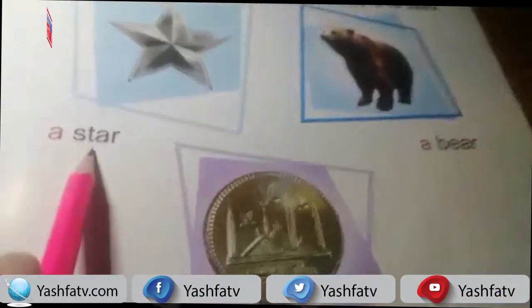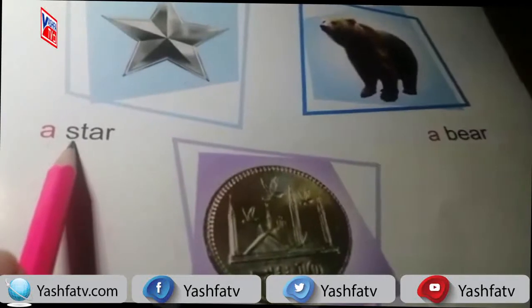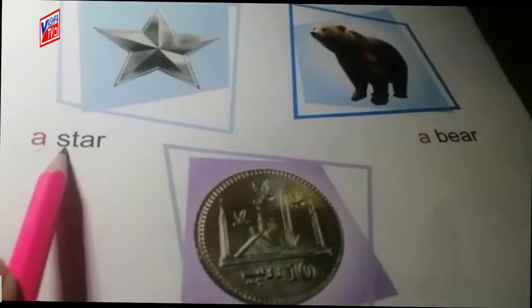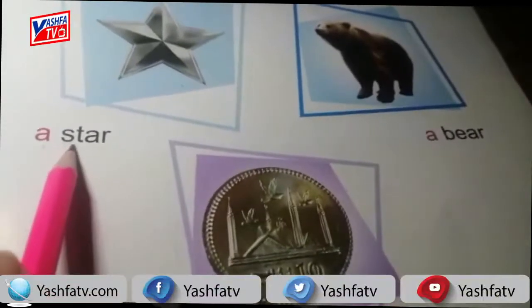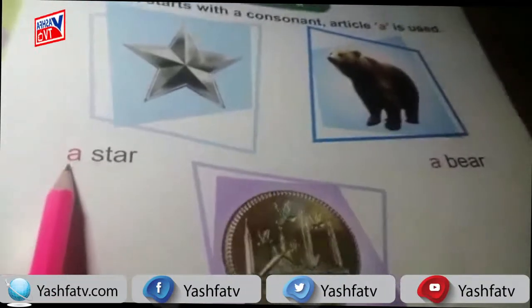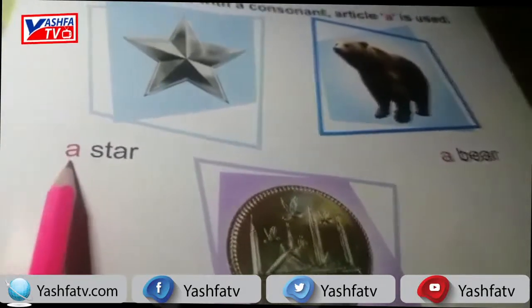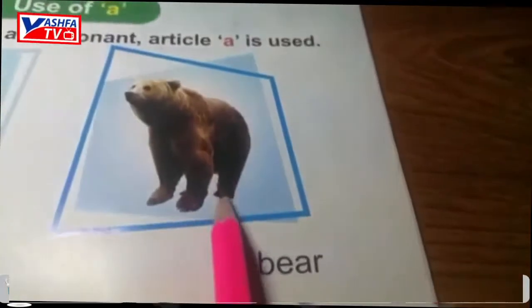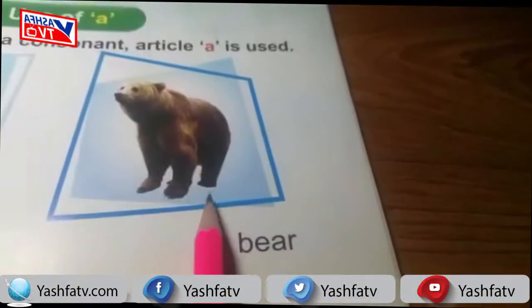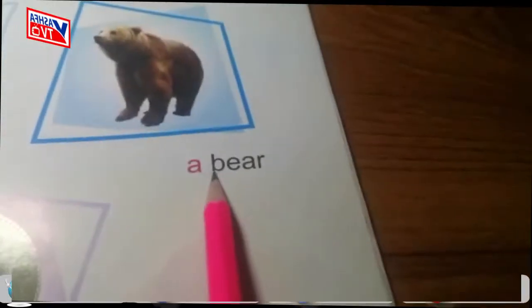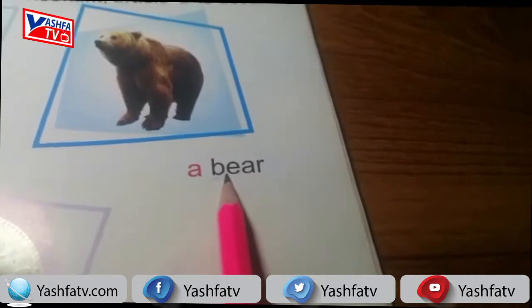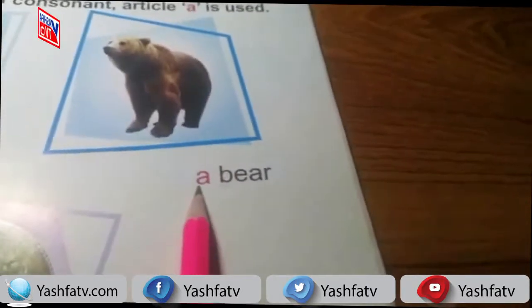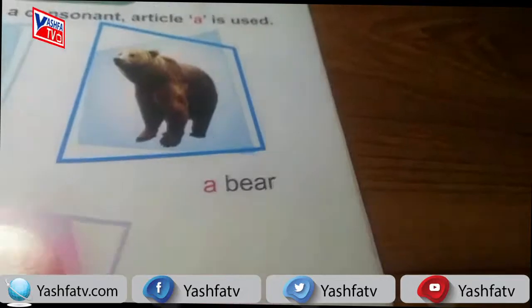Look at the star. The first letter of the star is a consonant. We have already discussed the vowels and consonants. So the letter S is a consonant. That's why here article a is used. A star. Next, look at this picture. It's a bear, and bear is a noun, and the first letter of the bear is a consonant, and here we use a bear.